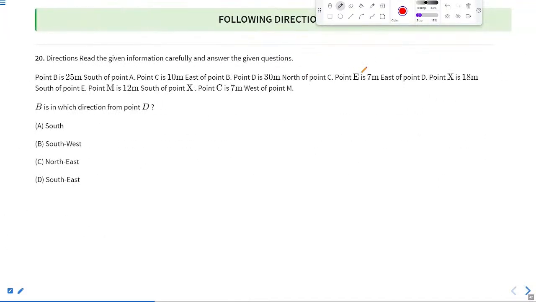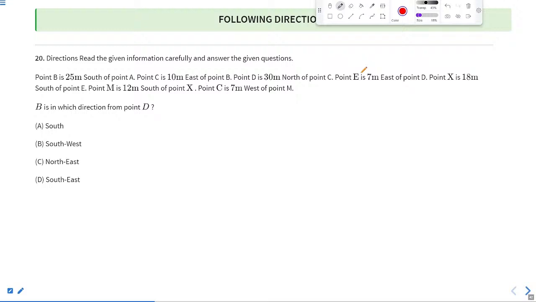Diagram same as below. 20th. Read the direction information given below and answer the question. B is 25 meters to the south of A. C is 10 meters east of point B. D is 30 meters north of point C. E is 7 meters east of point D. X is 18 meters south of point E. M is 12 meters south of point X. C is 7 meters west of point M.